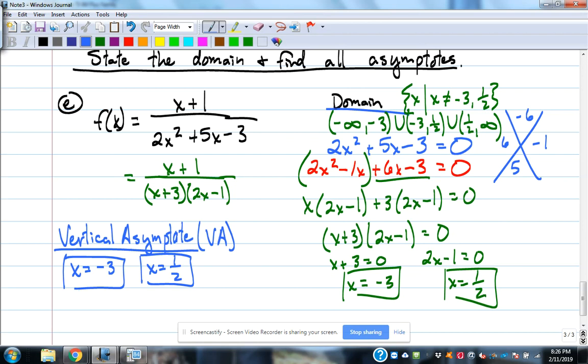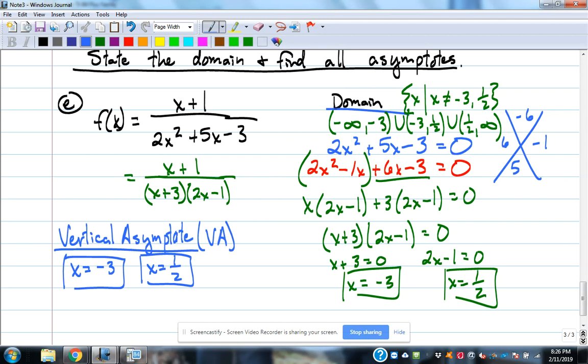Domain happens to be the same too because this one didn't simplify. If it had simplified, you might not have as many vertical asymptotes as you do restrictions on your domain. It just depends on the simplifiers. We'll see that as we do some more examples. Okay, so we have vertical asymptotes. The next thing to look at is horizontals or obliques.